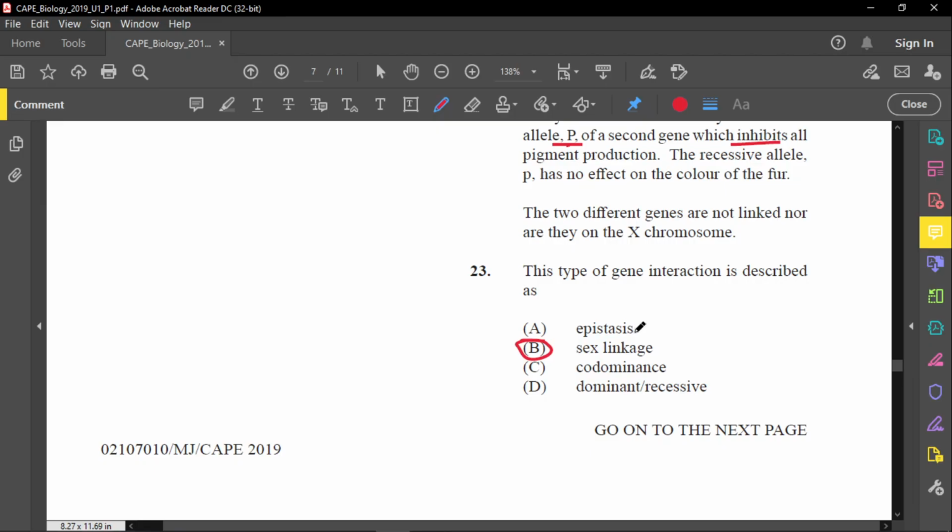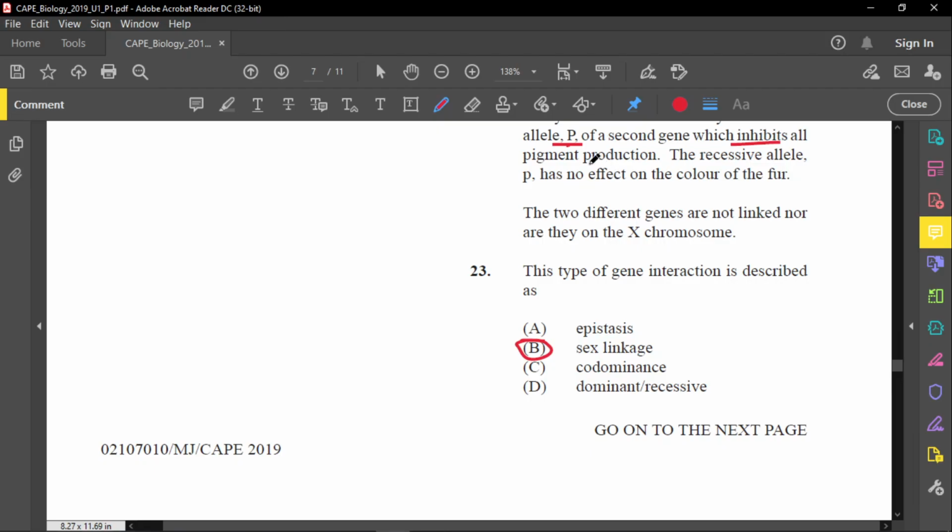Epistasis, let me explain what epistasis is. Epistasis is when the expression of one gene suppresses the expression of another gene. So please make a note of this. Epistasis is the expression of one gene that suppresses the expression of another gene or trait. All right, so you can make a note of that.